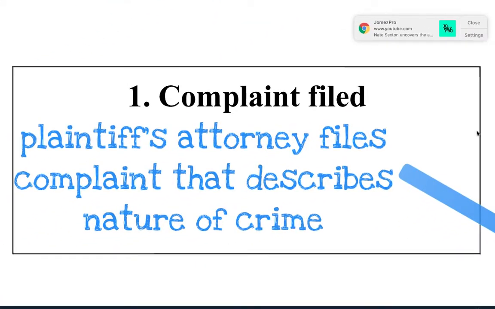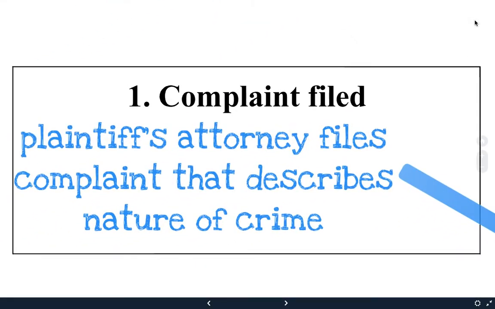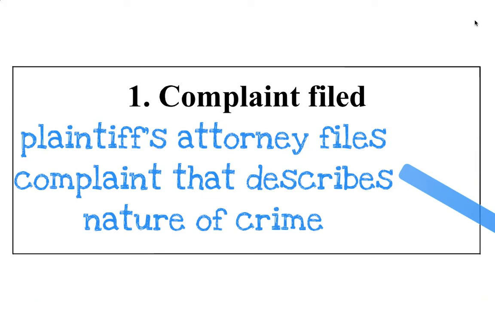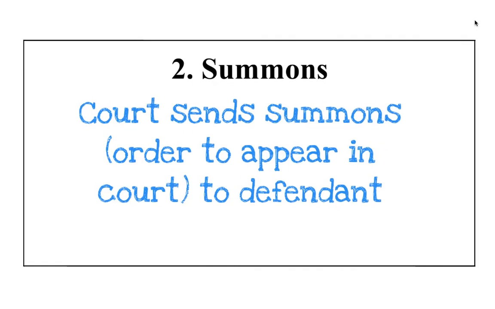Step one is to file a complaint. The plaintiff's attorney files the complaint that describes the nature of the crime. So they just write up a document and put it in with the courts. Step two is there's a summons. The court sends the summons to the defendant. And so basically, you just get a piece of paper that says you need to come to court. Very similar to a subpoena, but it's in a civil trial.